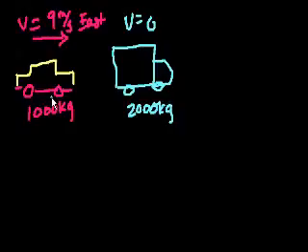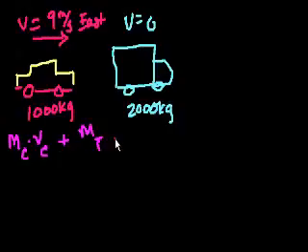Well, all we have to do is think about what is the combined momentum before the collision. Well, let's see. The momentum of the car is going to be the mass times the velocity of the car. The total momentum is going to be the mass of the car times the velocity of the car, plus the mass of the truck times the velocity of the truck. And this is before they hit each other.